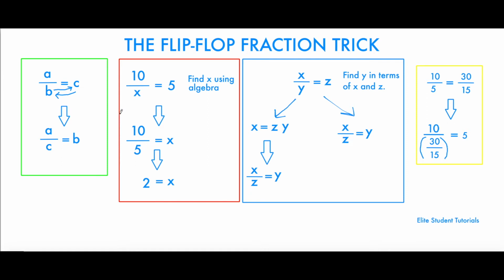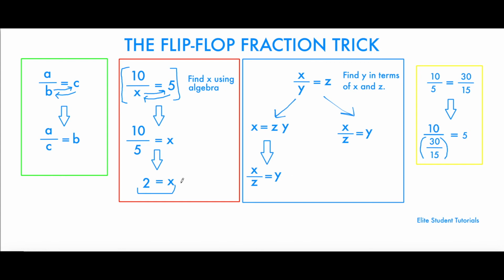Let's try a simple example in the red box. If we have 10 over x equals 5, and we want to find x using algebra, we can use the flip-flop fraction trick to switch the 5 and the x to get 10 over 5 equals x. And since 10 over 5 equals 2, 2 equals x.